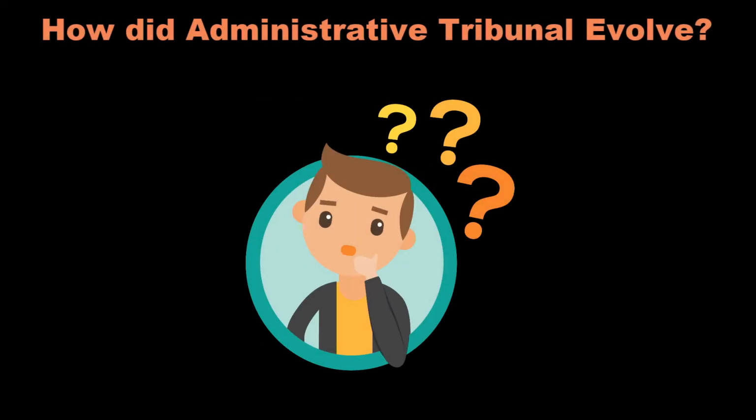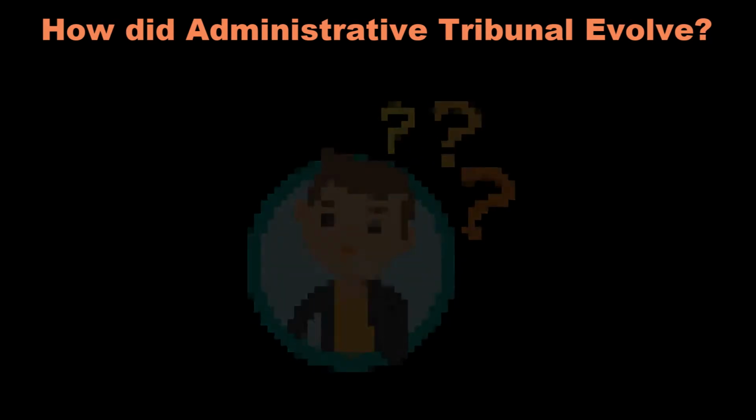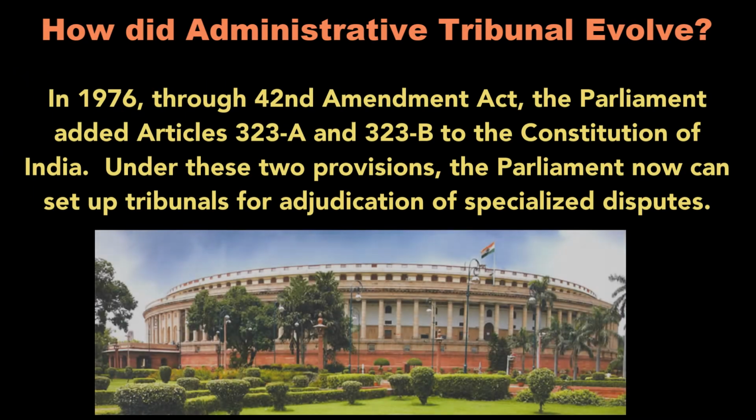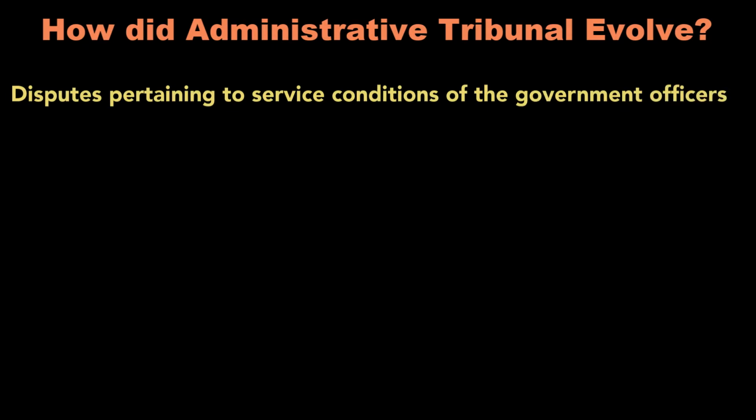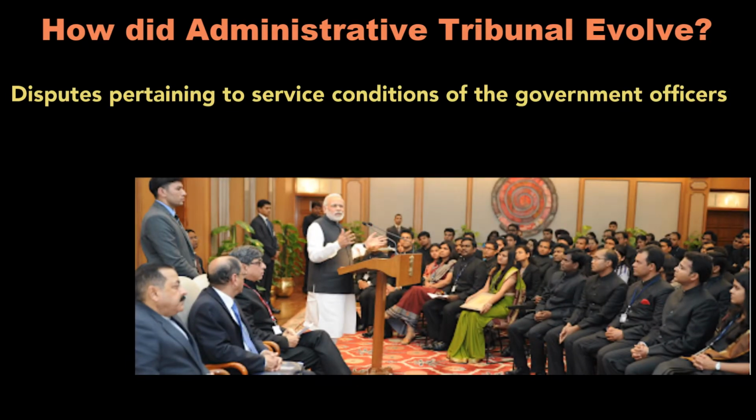Now you might have the question, how did it evolve? So let's check out the historical aspect. Though it is not so old, in 1976 through the 42nd Amendment Act, the Parliament added Articles 323A and 323B to the Constitution of India. Under these two provisions, the Parliament can now set up tribunals for adjudication of specialized disputes. Some of such specialized disputes are disputes pertaining to service conditions of government officers. So if you are in government service, especially central government service, and you have a dispute, then your dispute can be resolved through such tribunals.